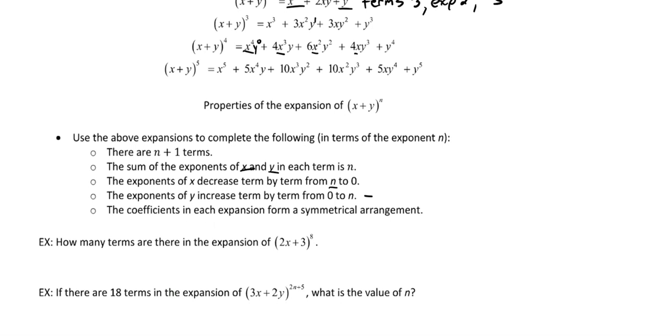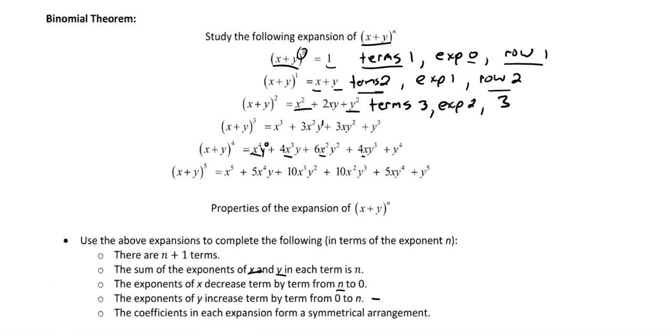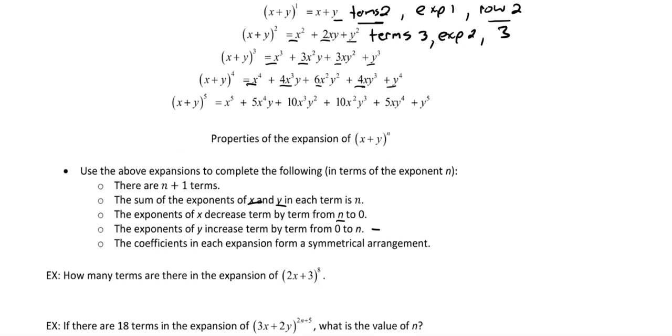And then the coefficients in each expansion form a symmetrical arrangement. We're going to get into that in the next part, figuring out what this arrangement is. But can you see that we've got 2 and then 1 and 1? And on this side we've got 1, 3, 3, 1, and then 1, 4, 6, 4, 1. Right? You guys see the pattern happening there? And then as we go down, we're going to figure out how we actually get those numbers for the coefficients there.